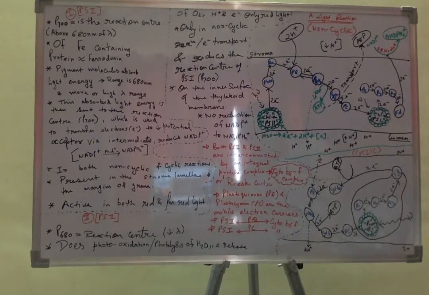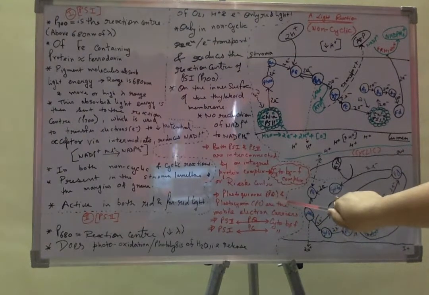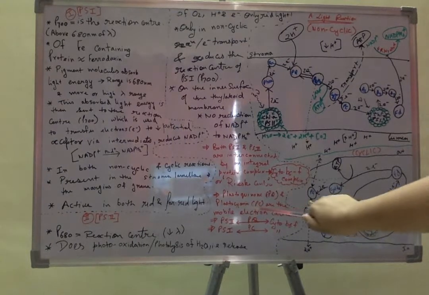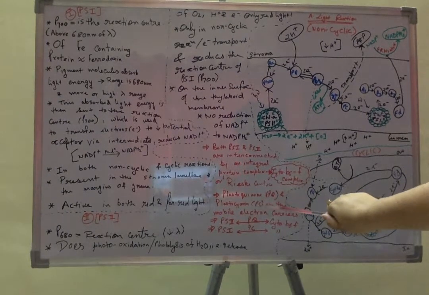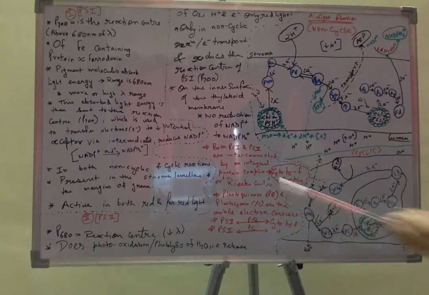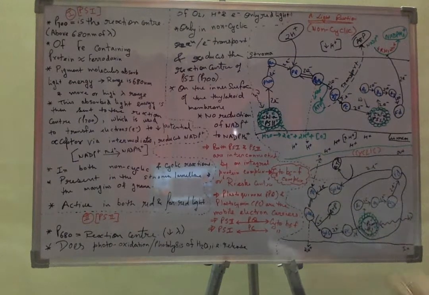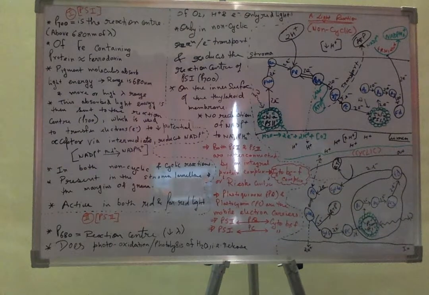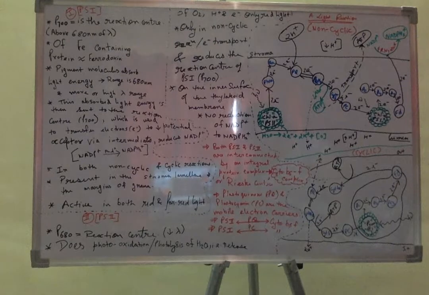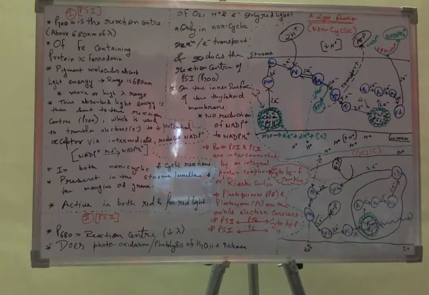The second point is plastoquinone, which is abbreviated as PQ, and plastocyanin, which is abbreviated as PC, are the mobile electron carriers. That is, these two molecules are known to carry electrons or help electrons to move from one intermediate to the next intermediate, or one acceptor to the next acceptor. And this is only possible due to the presence of PQ, that is plastoquinone, and PC, plastocyanin.